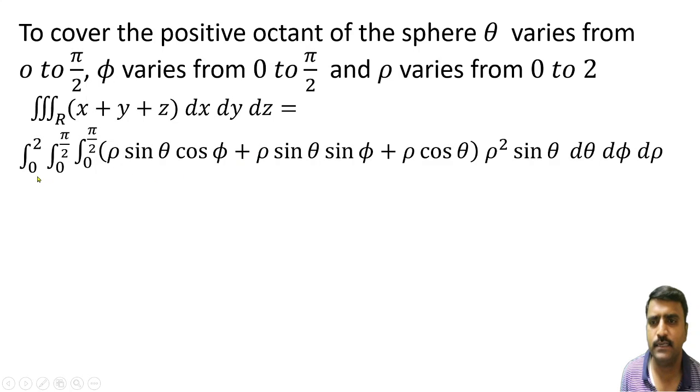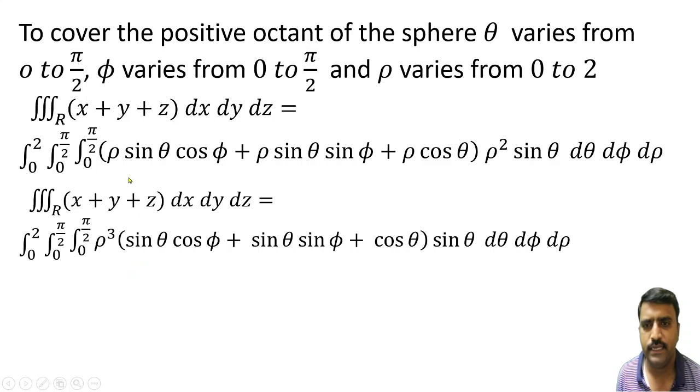So okay, write the corresponding limits here: 0 to 2, 0 to pi by 2, 0 to pi by 2, x plus y plus z. This is x plus y plus z into rho square sin theta d theta d phi d rho. That is the first integration with respect to theta, then with respect to phi, then with respect to rho.